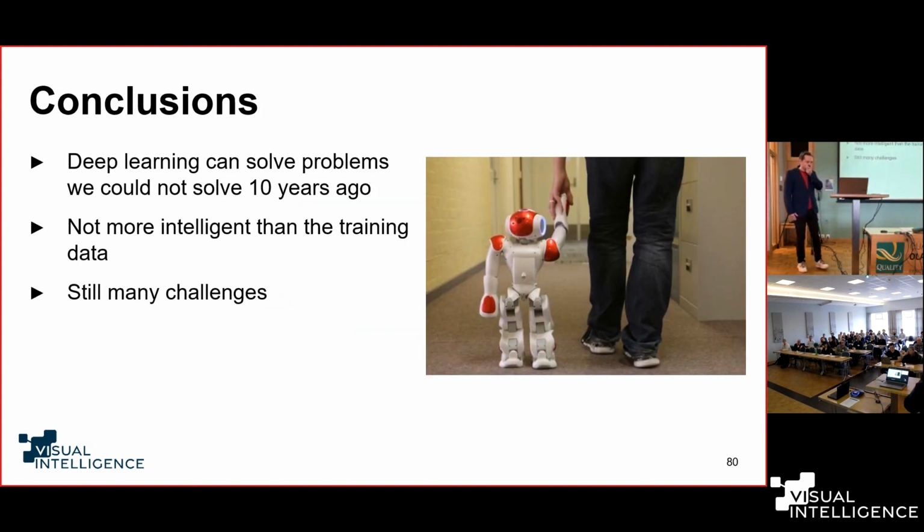Finally, conclusions. Deep learning is solving problems that people could not solve 10 years ago, definitely. But data is the most important thing. That's what's driving this. A lot of challenges are left. All these AI fails examples are what we are addressing here at Visual Intelligence. You can find all the points in the research plan, what we're trying to solve. Okay, that's it. I have one more slide.